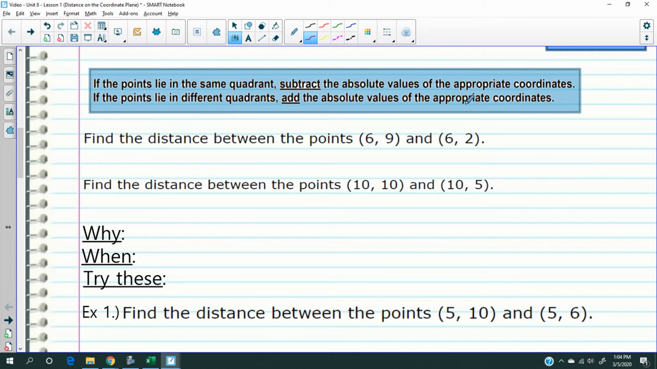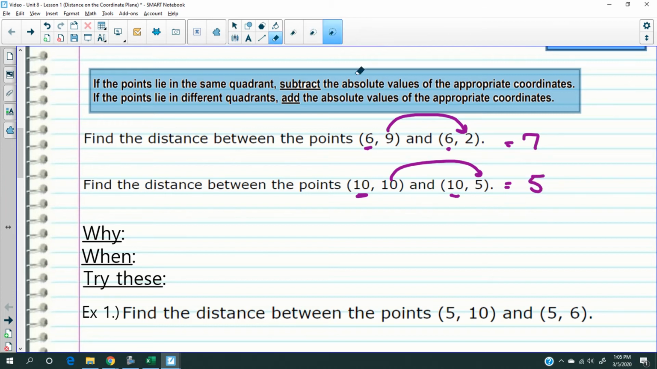Don't think too much about this, actually. Look at this one. Which value is the same? Right, the 6. So what does that mean? How far is 9 from 2? That's right, 7. Look at this one. The 10 here is the same as this 10. So how does 10 become a 5? That's right, 5. So easy enough.